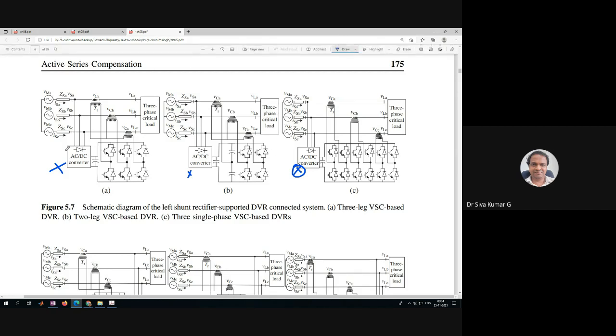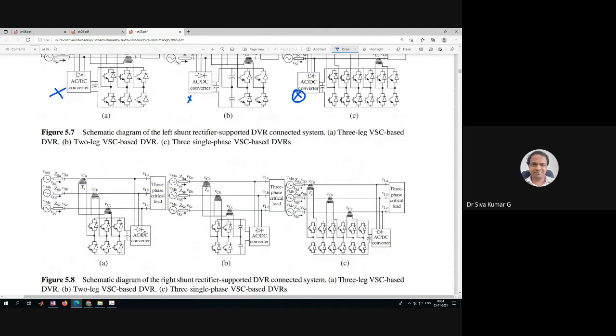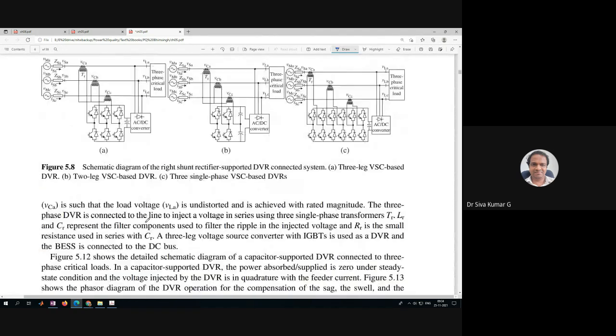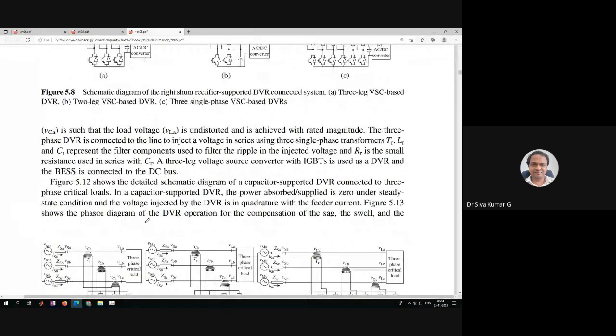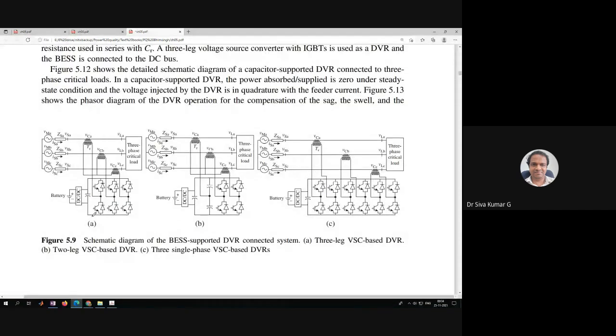This is about the left shunt, and charging from the right side, they call it a right shunt. This is the appropriate method for a real-time system also. Okay, this is an appropriate method.